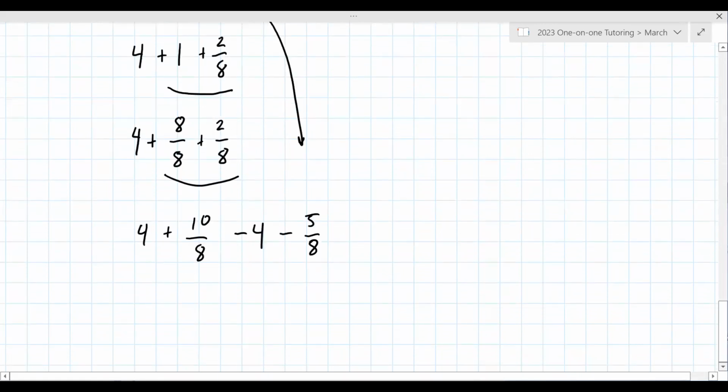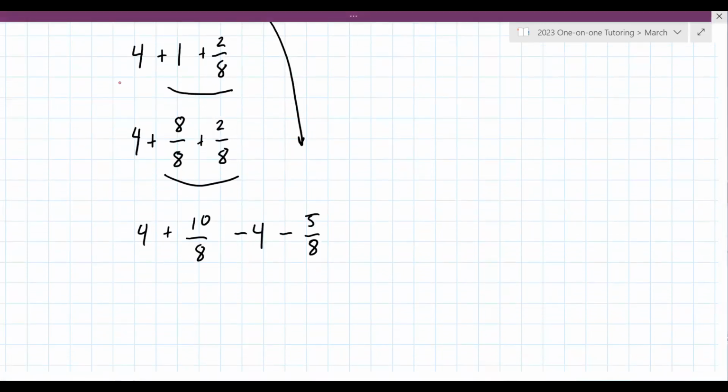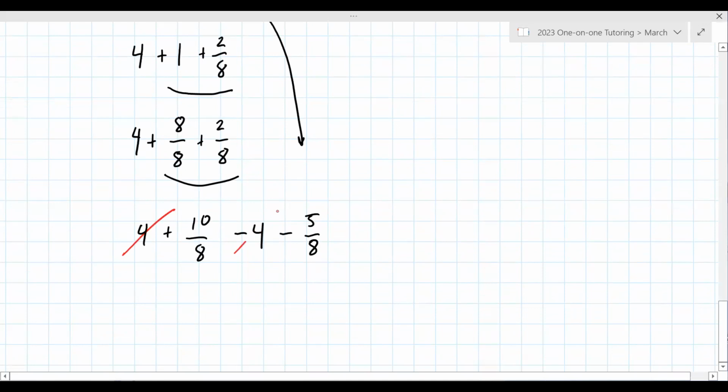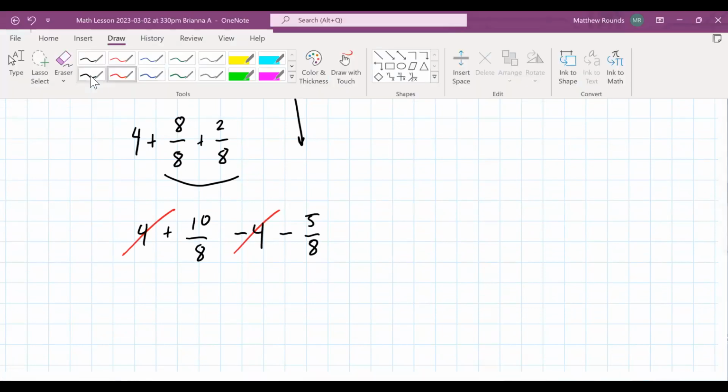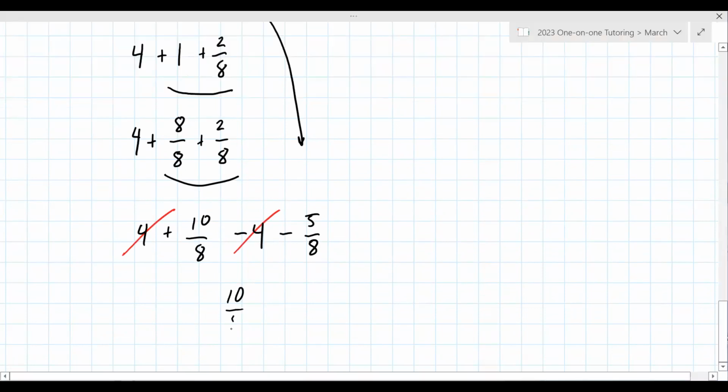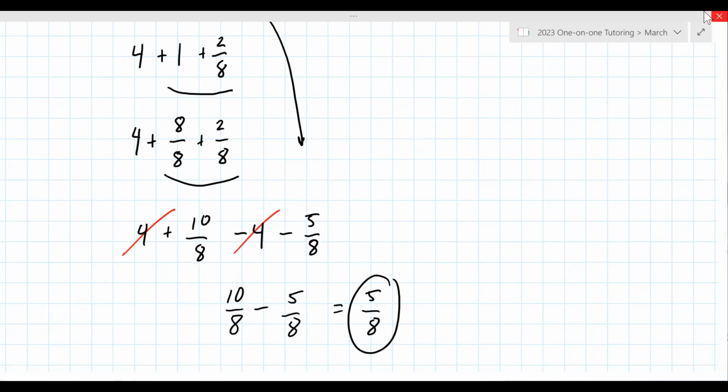Okay. So do you see how the 4s cancel? Yes. And then 10/8 minus 5/8. Okay. I got the answer. 5/8, I hope, right? Yes. Good. Okay, so go ahead and enter that answer and we'll look at the next one.